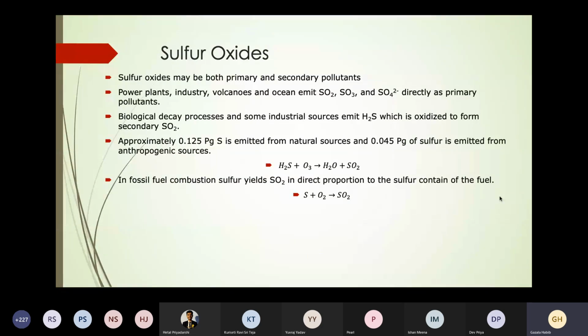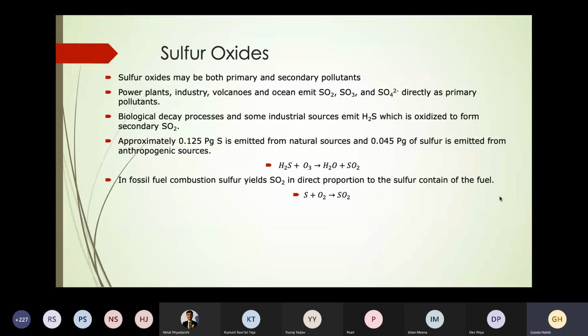Sulfur dioxide basically can also come from natural sources, but in general, power plant, industry, volcano, and ocean emit SO2, SO3, SO4. I told you that the ocean emits SO2 as well as DMS, dimethyl sulfide, one of the compounds that comes from the ocean. And biological decay processes and some industrial sources emit H2S, which is oxidized to form SO2.